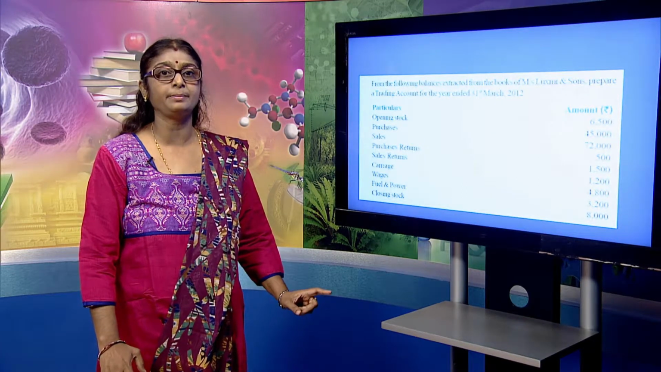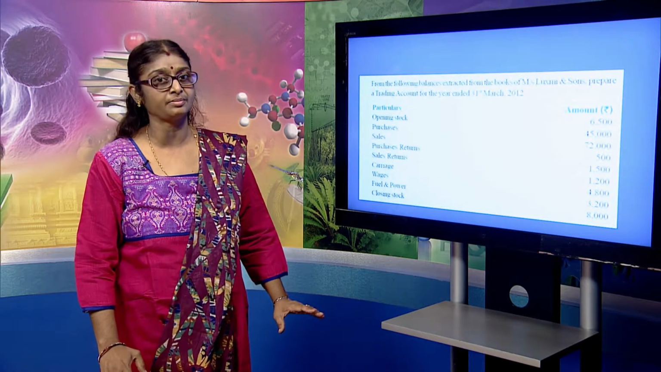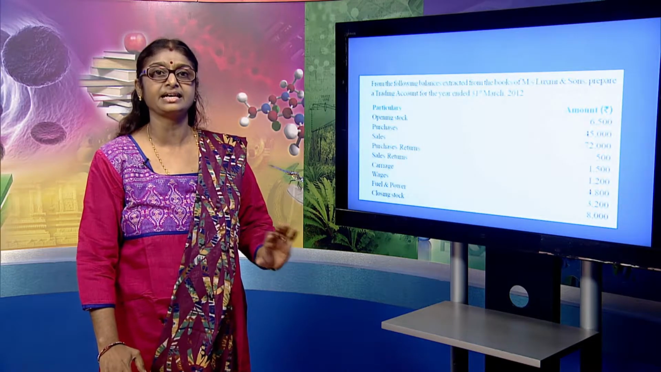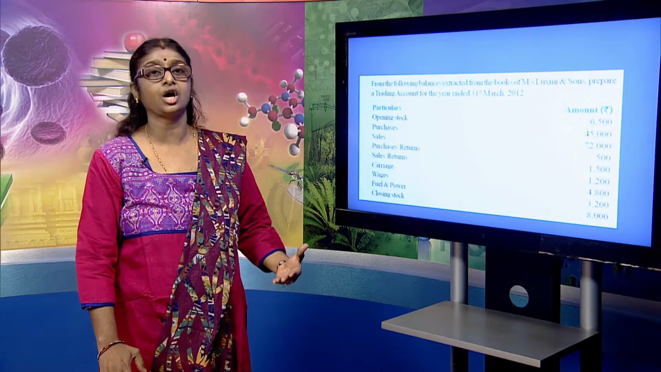I have told you right now, opening stock will come on the debit side of the trading account. Purchases will come on the debit side, sales on the credit side. Purchase returns will be deducted from the purchases, sales returns will be deducted from the sales. Carriage, here it is written as only carriage. We have not mentioned it as carriage inward or outward.